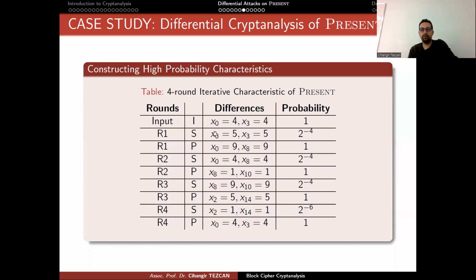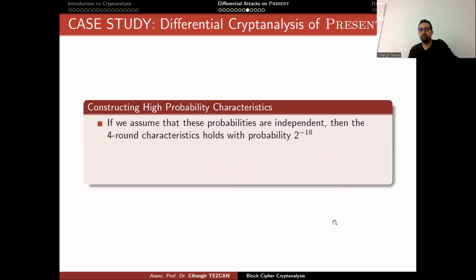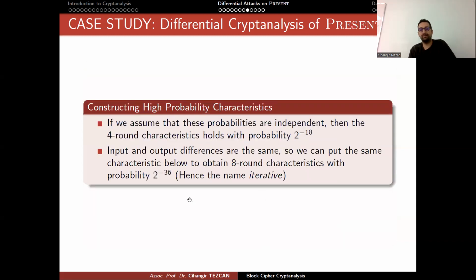So if you go back, we started with giving only the differences to x0 and x3 with this. And after 4 rounds, we still have the same difference. So I can take this table, this table, and put it here again. So this time I construct an 8-round characteristic, but not with probability 2 to the minus 18, but the square of it, 2 to the minus 36. And this is why it says input and output differences are the same. So we can put the same characteristic below to obtain an 8-round characteristic with probability 2 to the minus 36.